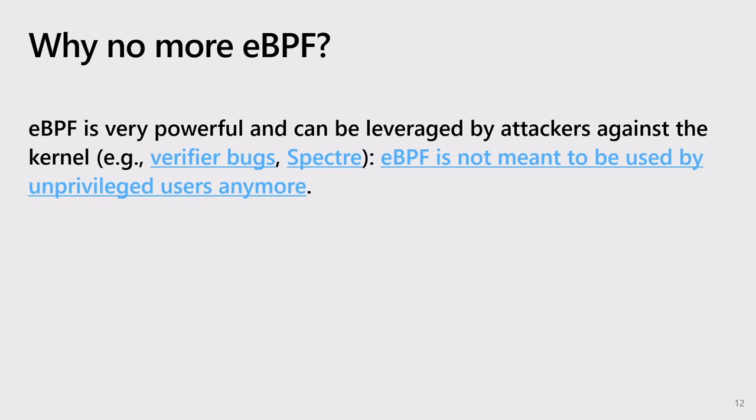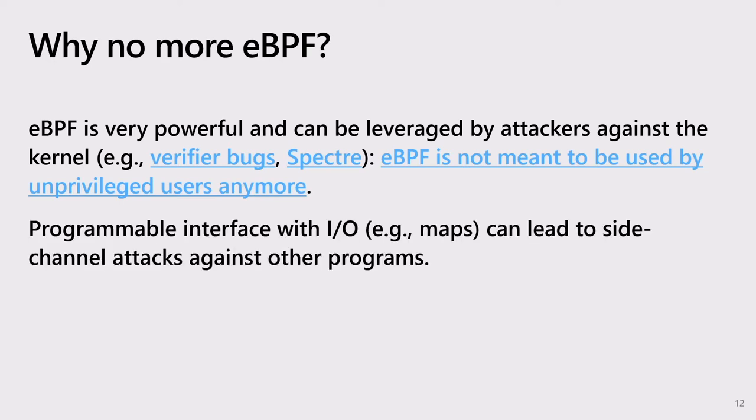eBPF is very powerful, and I proved with previous versions of Landlock that it is possible to implement an access control with it. However, a programmatic access control does not fit well with unprivileged principles. Indeed, eBPF can also be leveraged by attackers against the kernel, which is why eBPF is not meant to be used by unprivileged users anymore. But also programmable interfaces with I/O, for example eBPF maps, can lead to side channel attacks against other programs, which is an issue for unprivileged access control.